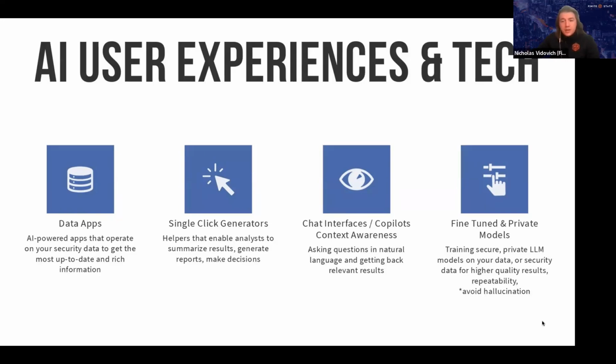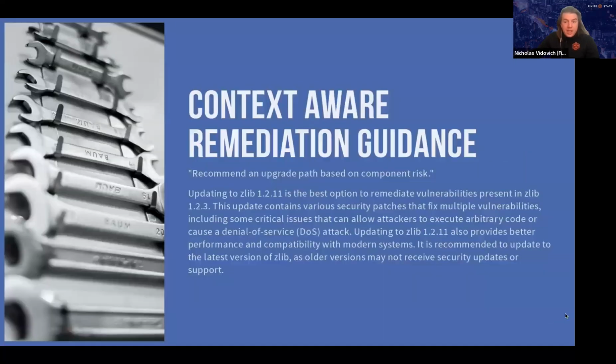So these are the types of experiences that we intend to incorporate into our platform, and also that we expect to start to see throughout various tools throughout the entire industry. All right, I've got quite a few examples here where we give it a prompt and say, recommend an upgrade path based on component risk. And for example, what the language model comes back with is based on the context of what we're looking at. So here we've got some specific guidance about the best option for remediating the zlib library, for example, and some very interesting details here.